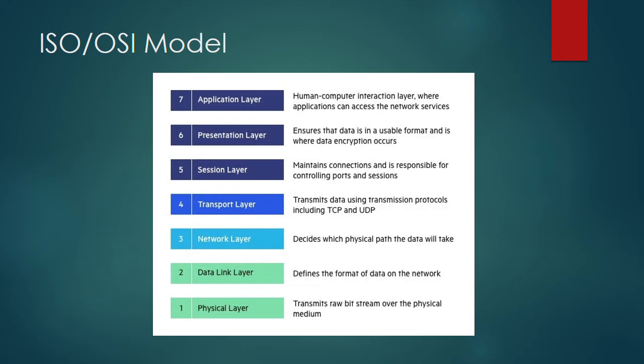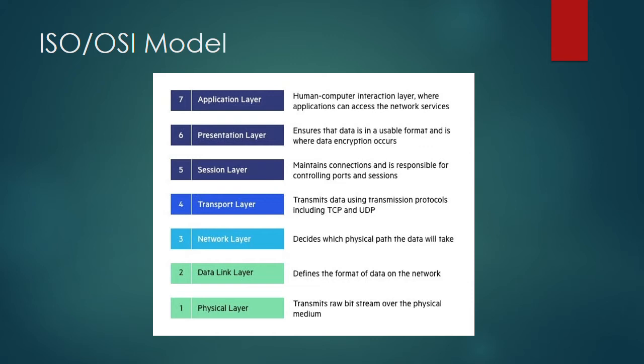Let's find out what the main things are in each layer. In these 7 layers, we start from the bottom. It's the physical layer. The physical layer is considered as the interface with the communications hardware and transmission medium.